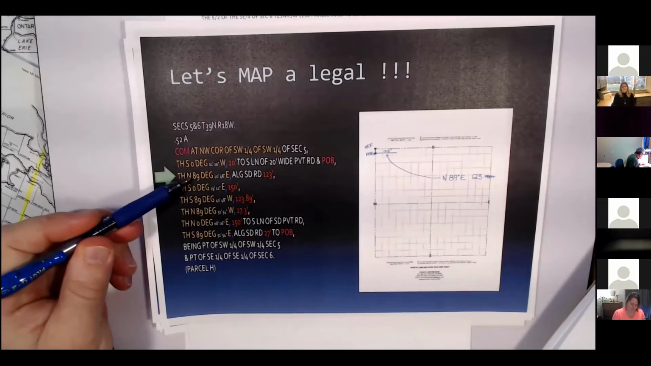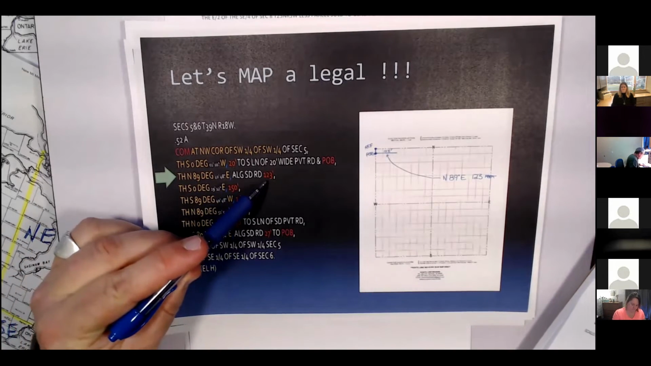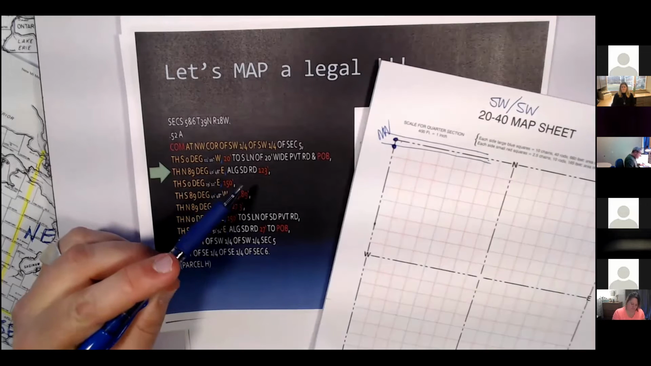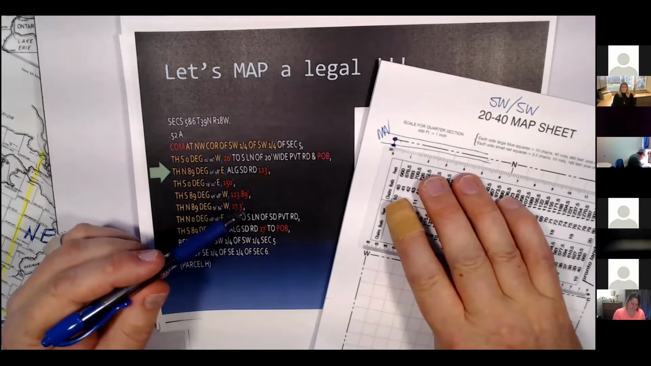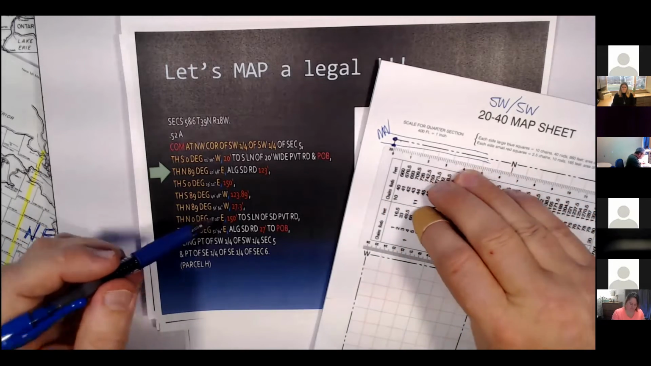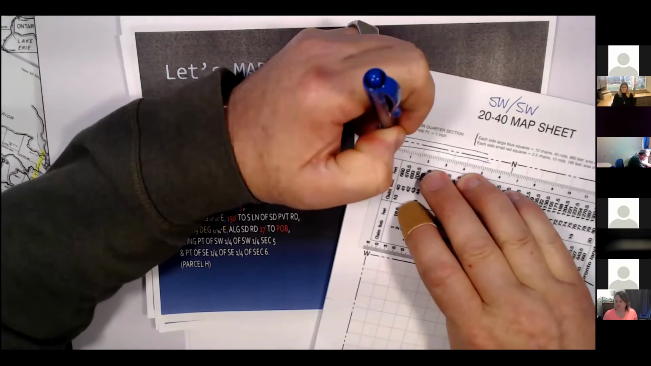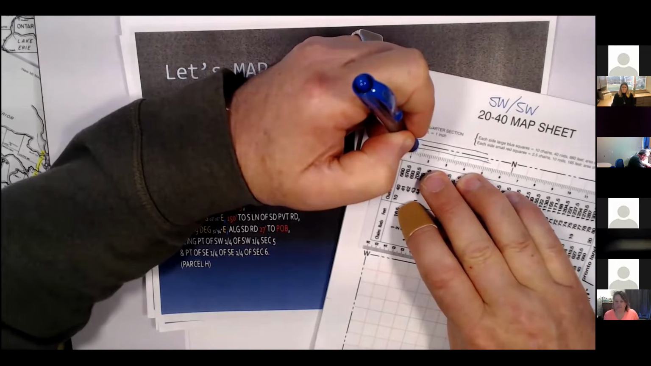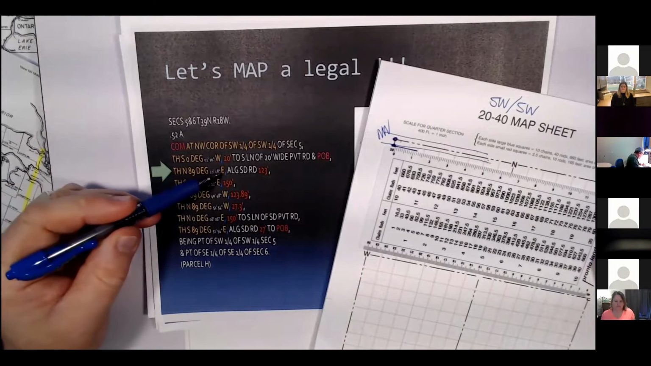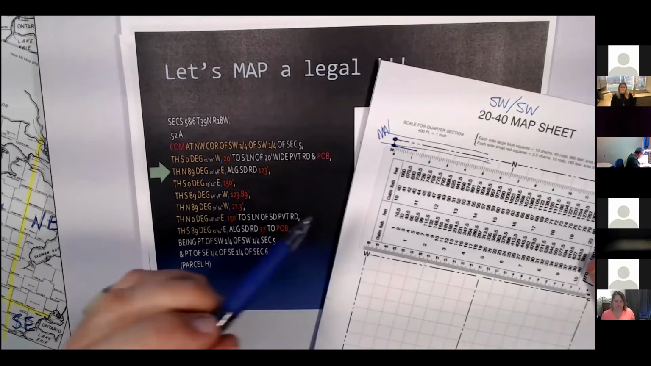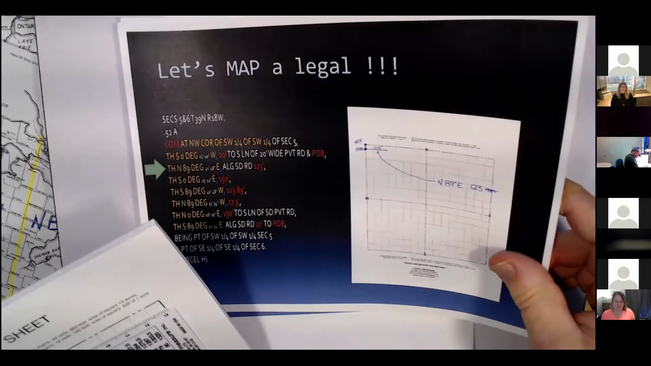The next line says you're going north 89 degrees east along that road 123 feet. Get your scale back out again. 1 inch is 200 feet, so 123 feet is going to put you right about there. So you've gone north 89 degrees east, 123 feet along that road. You can map this out along with us.